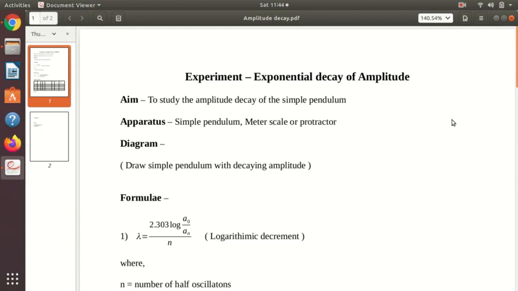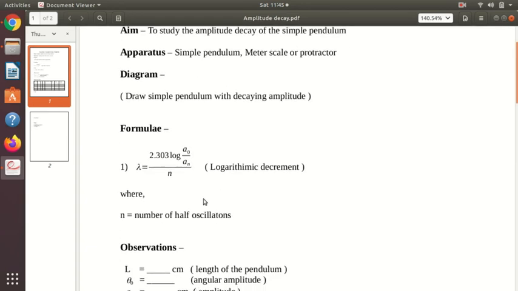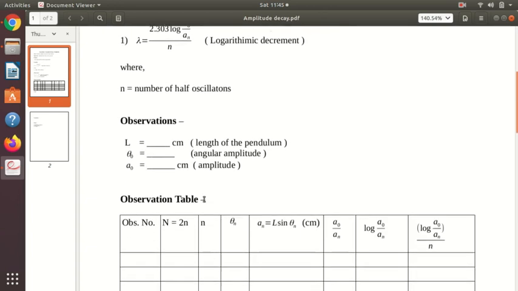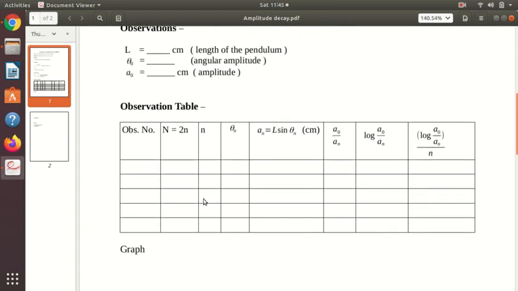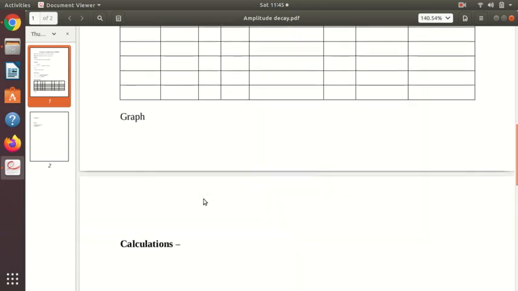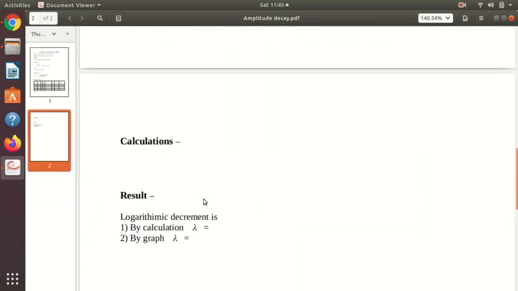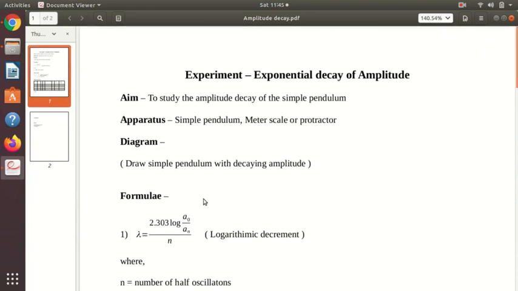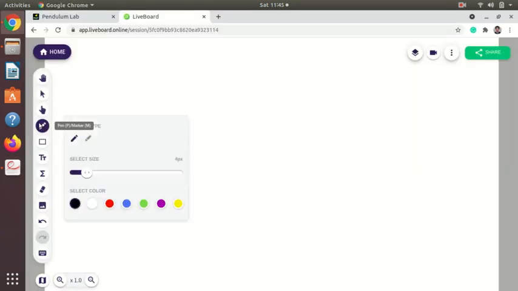Hello students, today we are going to see our next practical, which is exponential decay of amplitude of the simple pendulum. So you can see here the apparatus. I will show you how to draw the diagram and formulae. Here there are some observations we have to take, and this is what the observation table will look like. We have to plot a graph and then do calculation and result. So I will show you first how to draw the diagram in the journal.